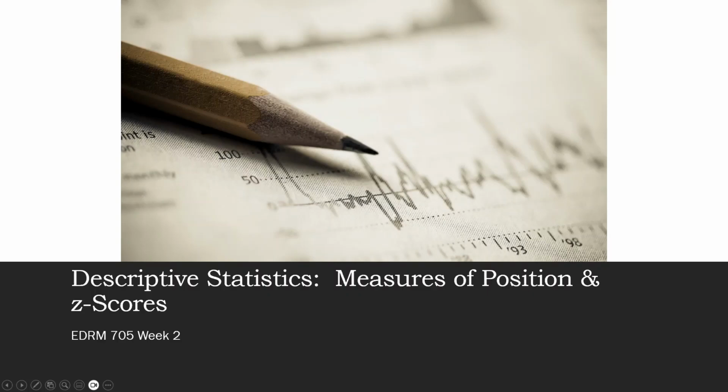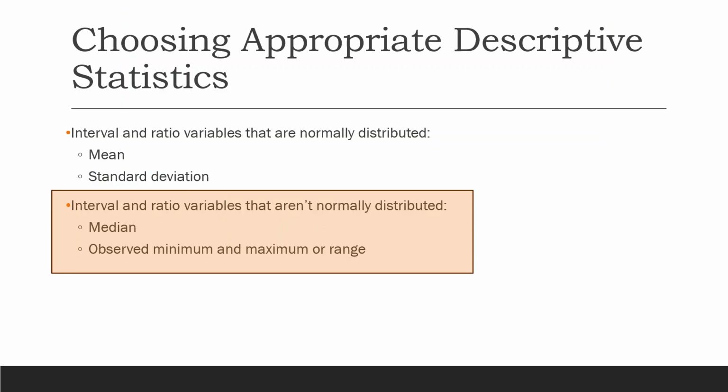Let's discuss our last piece of statistics in terms of descriptive statistics that we'll use this semester. And this is measures of position, and a specific type of measure of position that has a special name, z-scores. When we were dealing with reporting the median or the range, which included your observed minimum and maximum values for data sets that are not normally distributed, we can actually add a few other statistics to that list so that we can get a fuller picture of that distribution.